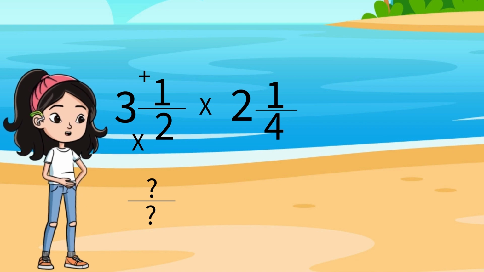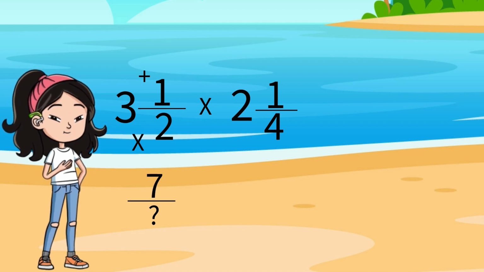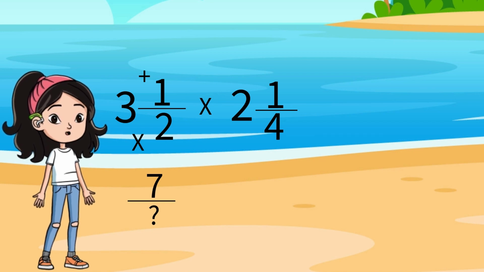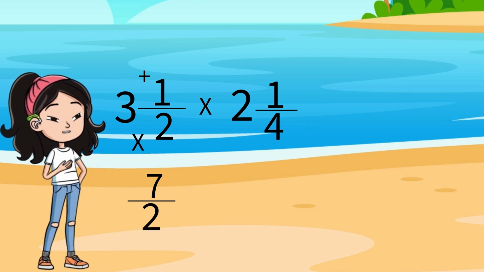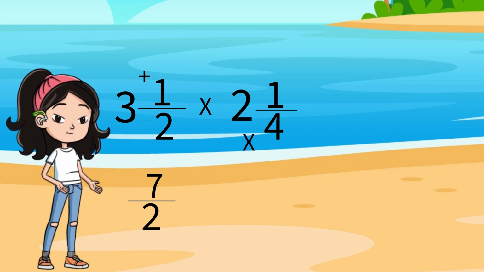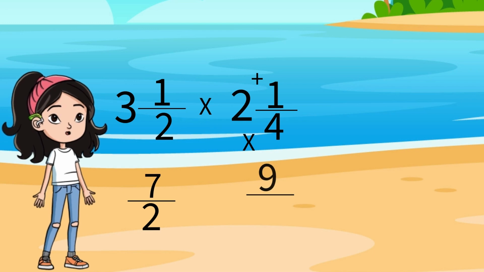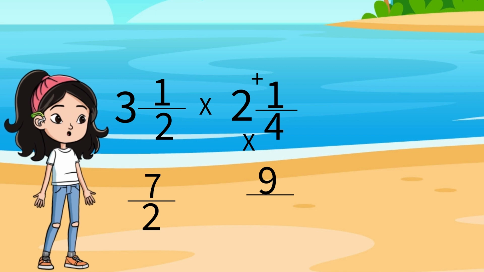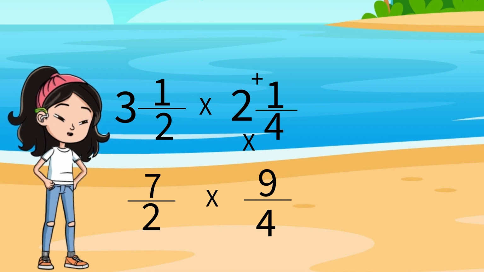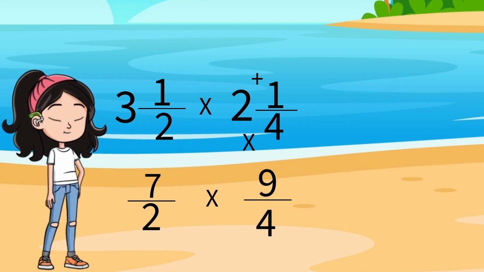2 multiplied by 3 is 6, and we add 1 to it to make it 7. Our numerator is 7, and we're going to put back our denominator 2. Let's do the next fraction. 4 multiplied by 2 is 8. We then add our numerator 1 to make it 9. Our new numerator is 9, and we are going to put back our denominator 4. Now we have 7 over 2 and 9 over 4.